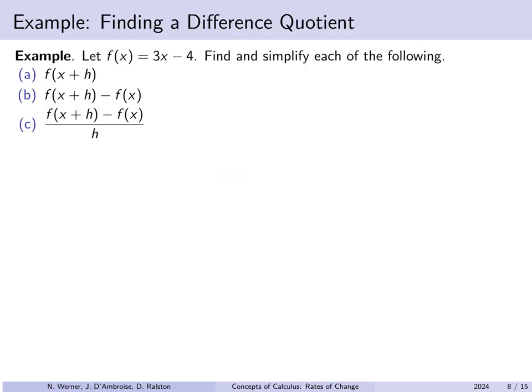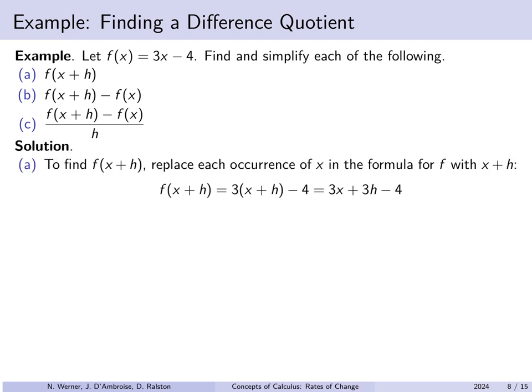Let's work through some examples. Let f of x equal 3x minus 4. Let's find and simplify each of the following: f of x plus h, then f of x plus h minus f of x, and finally the difference quotient f of x plus h minus f of x over h. To find f of x plus h, we're simply evaluating the function not at x, but at x plus h. So instead of 3 times x minus 4, we have 3 times x plus h minus 4. After distributing the 3, we have 3x plus 3h minus 4.